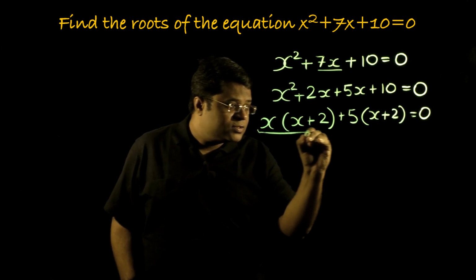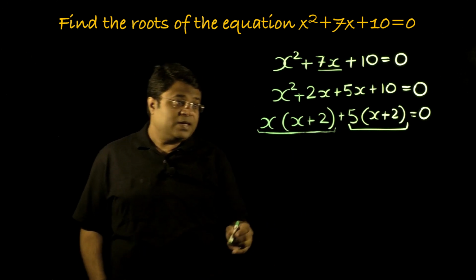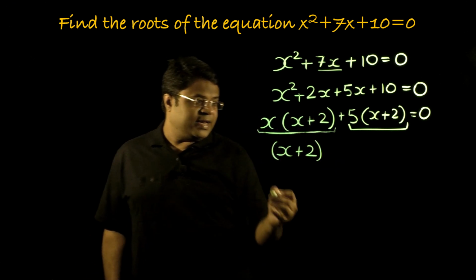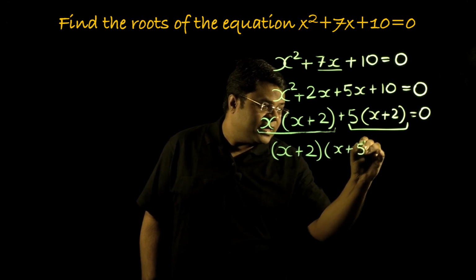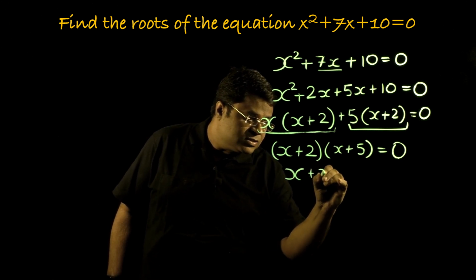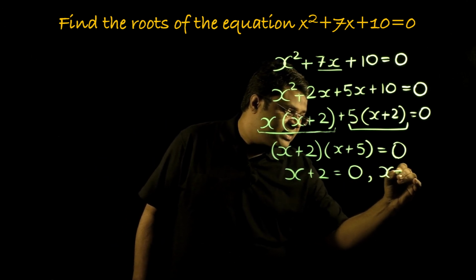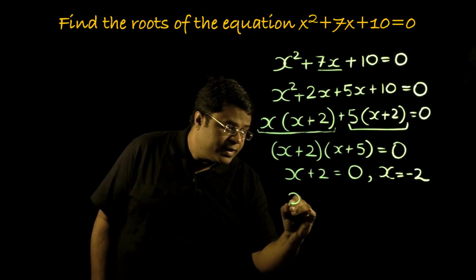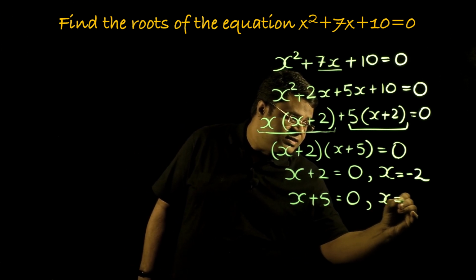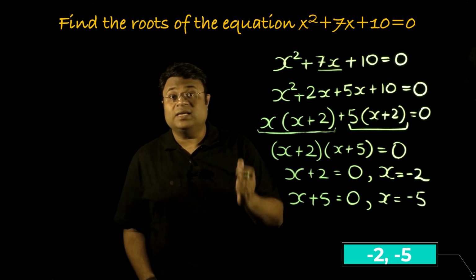Now this is something which everyone knows, that now we have got two terms. The next step is from these two terms we take x plus 2 common. What's the next bracket? It's x plus 5. Now product of two numbers is 0. That means either x plus 2 is equal to 0, which simply means x is equal to minus 2, or x plus 5 is equal to 0. That means x is equal to minus 5. So x is either equal to minus 2 or it is equal to minus 5.